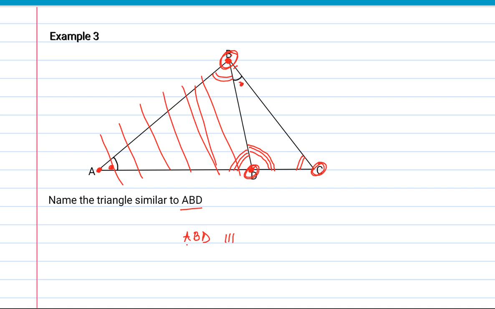So the letter is what? It's B. And then for B in the bigger triangle, it was a 2, so we end up at a 2, which is what? C. And then D was a 3, so we end up at a 3, which is what? D. So in other words, ABD is similar to BCD.